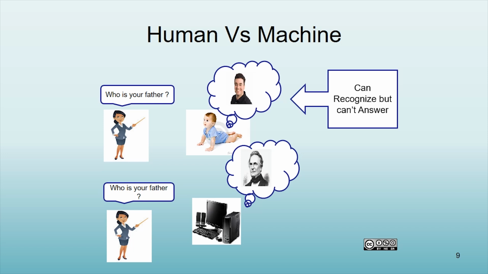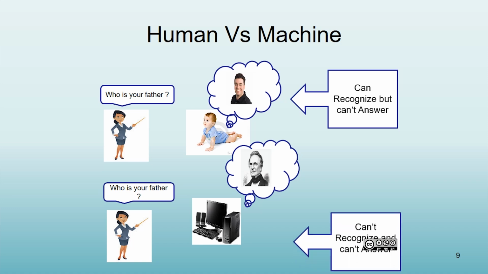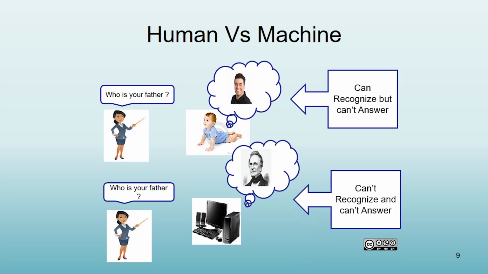The same question, if posed to a machine, that means a computer, it can't recognize as well as give an answer. No computer will say to you, my father is Charles Babbage, right? Do you agree with this? I think yes. So this is the fundamental difference between human versus machine. So what is the fundamental difference? Human can recognize but can't answer, but a machine can neither recognize nor answer. So this is the fundamental reason.